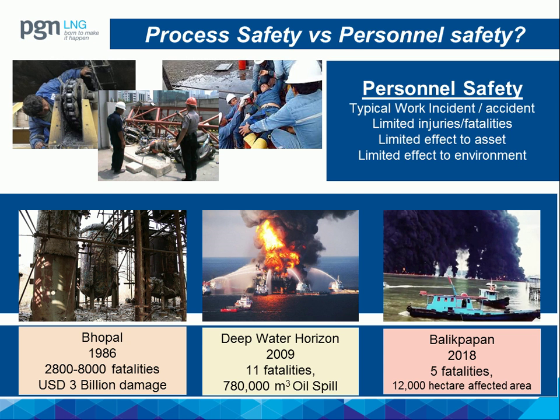The last one that happened in Indonesia was the oil spill in Balikpapan in 2018. It caused 5 fatalities. Almost 12,000 hectares were affected by the oil spill incident. The most recent report says it is suspected to have been caused by a ship anchor that dragged the oil pipeline on the seabed level.